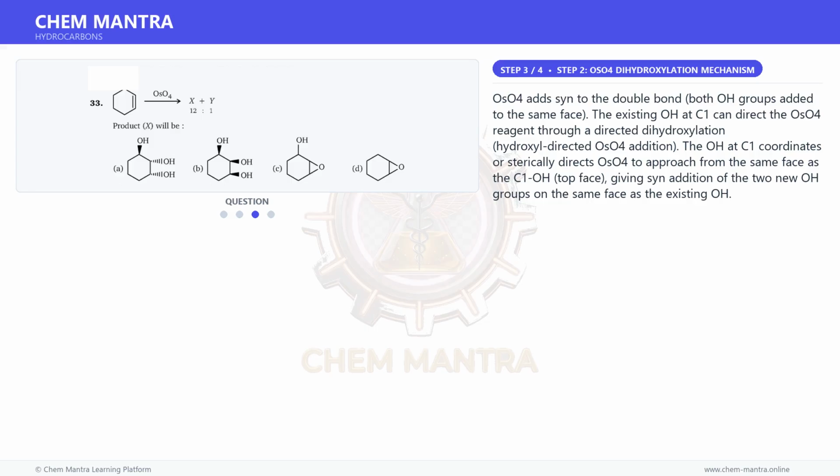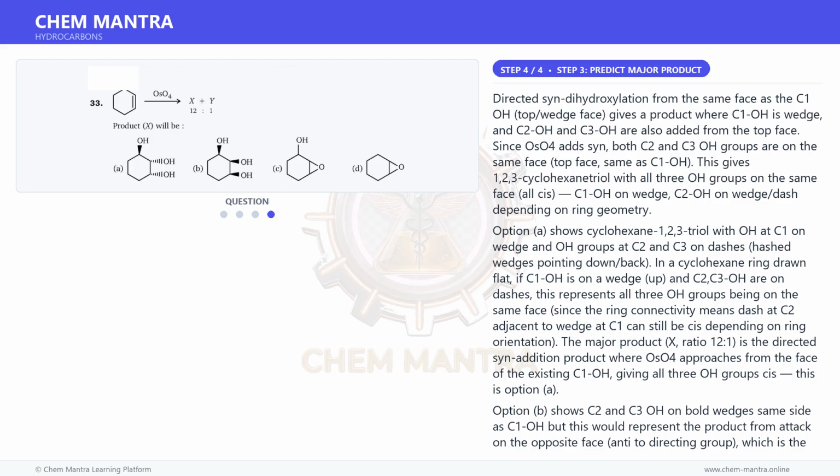Moving on to the next step. OsO4 adds syn to the double bond, both OH groups added to the same face. The existing OH at C1 can direct the OsO4 reagent through a directed dihydroxylation, hydroxyl-directed OsO4 addition. The OH at C1 coordinates or sterically directs OsO4 to approach from the same face as the C1 OH, the top face, giving syn addition of the two new OH groups on the same face as the existing OH.